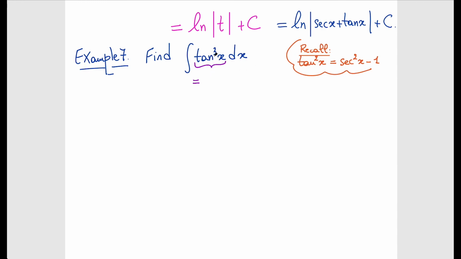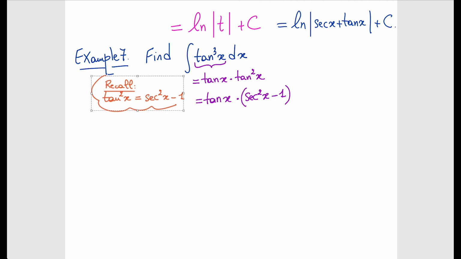Okay. So to set the stage, let's isolate that guy, tangent squared, from tangent cubed. We get tangent x times tangent squared x, which is tangent x times sec squared x minus 1, right? So what I used technically is this part, right? I used it right there.